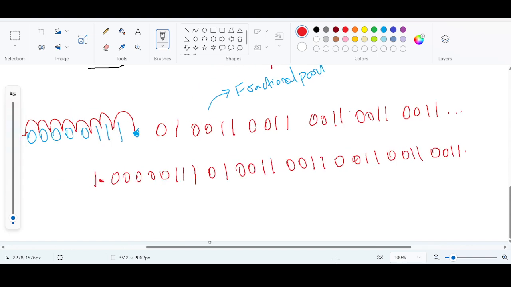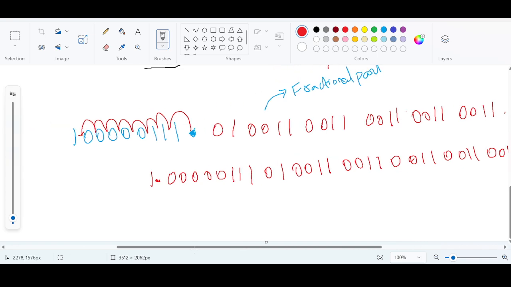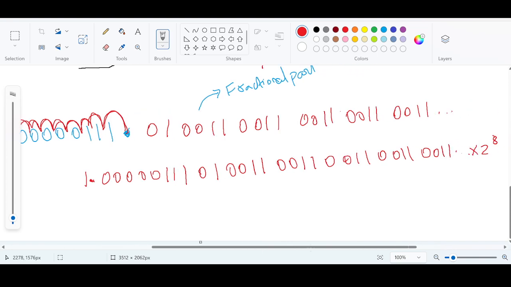Okay, and so on, into 2 to the power of 8, because I am shifting 8 places. This point is getting shifted 8 places. That's why into 2 to the power of 8. Why 2 to the power of 8? Because this is a binary number.